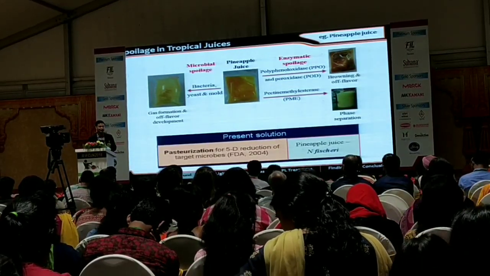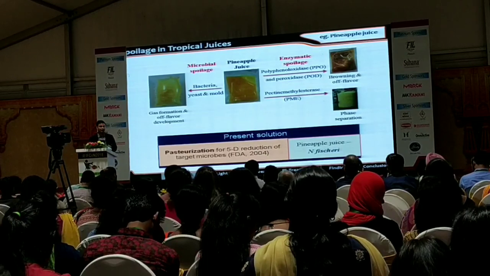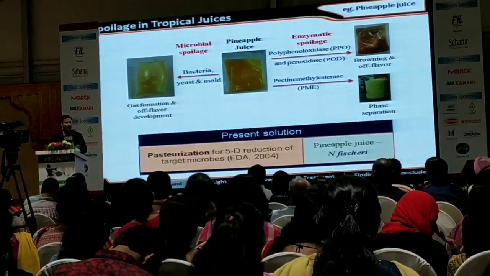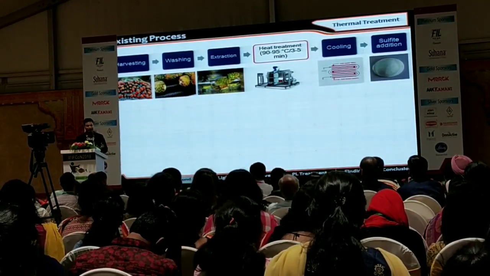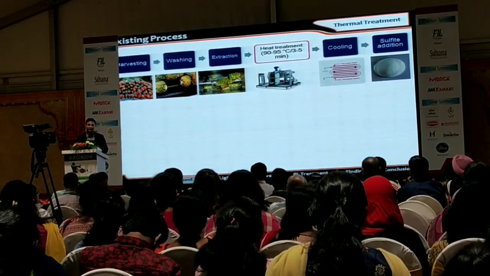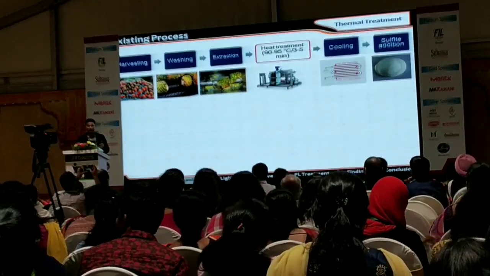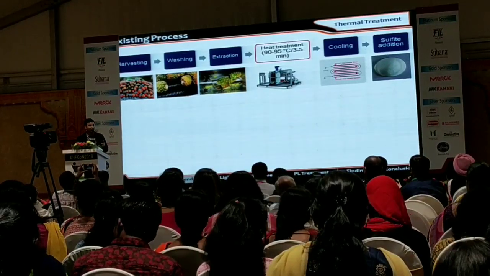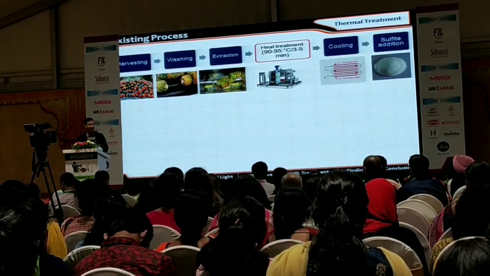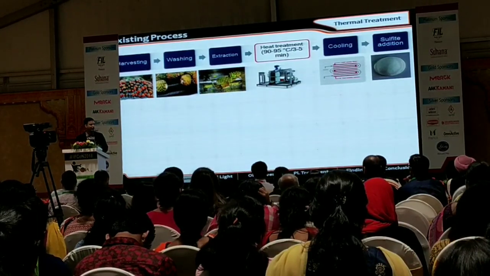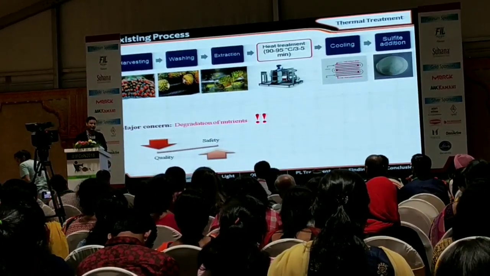Now the health interest is mainly because of pathogens, and if you are concerned about enzymes and other spoilers, enzymes as well as microbes, we have to take care of that also. The common existing process is the thermal treatment of the juices, typically done after harvesting, then washing, then extraction. The typical heat treatment is near about 90 to 95 degrees, and the typical process time is within 3 to 5 minutes. I am talking about pasteurization or sterilization, followed by cooling, and even after that we need to add some preservatives or other additives, for example sulfite.